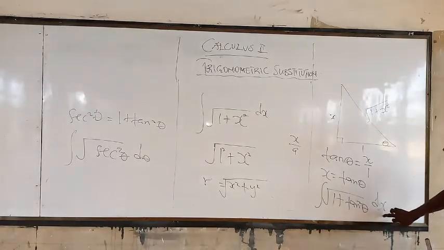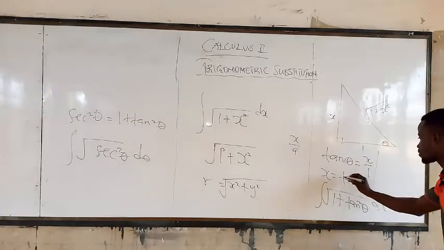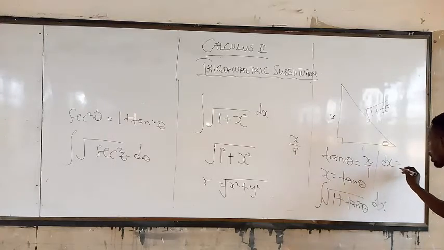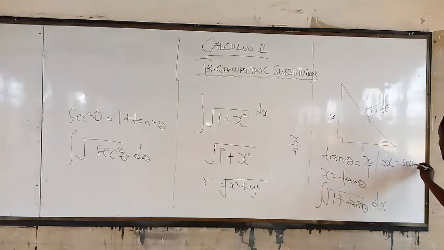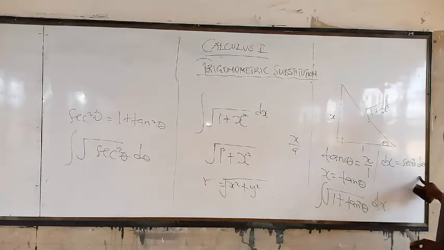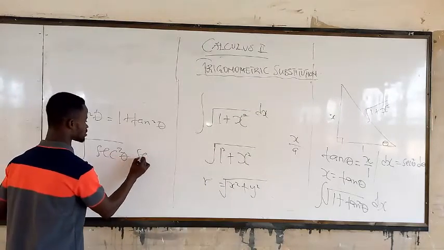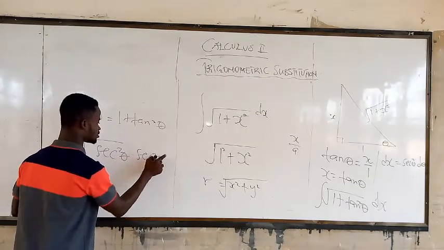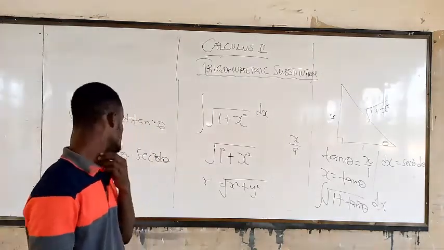So to change this dx to d theta, we need to what? Differentiate this. So here we get ds is equal to, when you differentiate tan, you get what? Sec square. So sec square theta d theta. So if you want to do the substitution of this ds, in place of ds, you put sec square d theta. So here will rather be times sec square d theta. Sec square d theta.